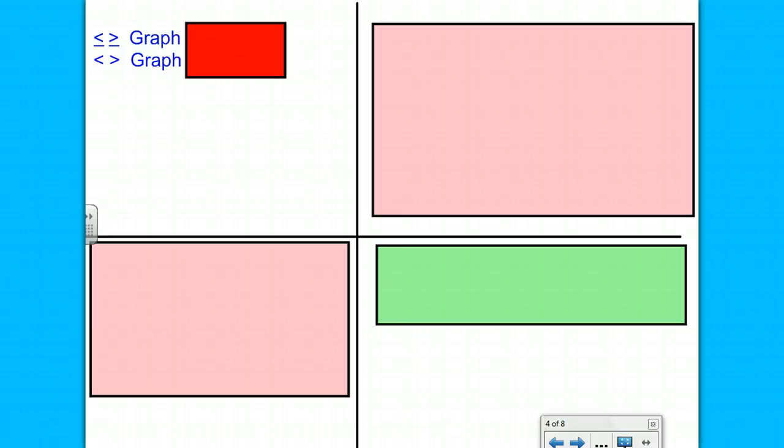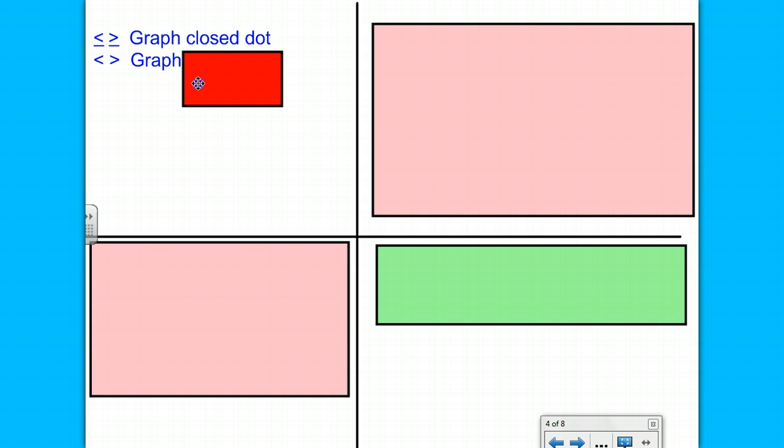Next panel, let's make a note of how the endpoints can differ. If we have less than or equal to, or greater than or equal to, what does the point look like, Ray? This will be solid, good, or a closed dot. And then if we have less than or greater than, the dot will be what, Ray? We call it an open dot.